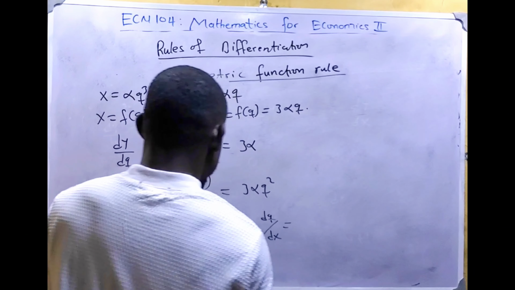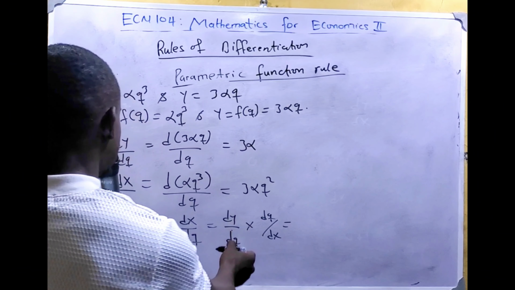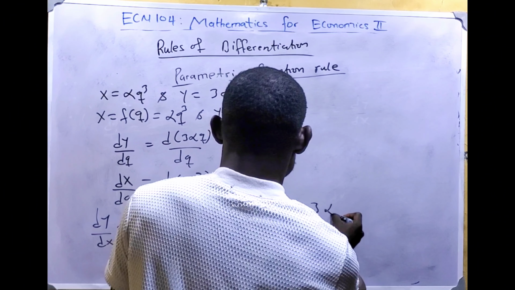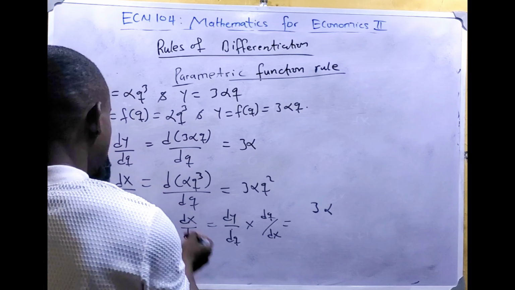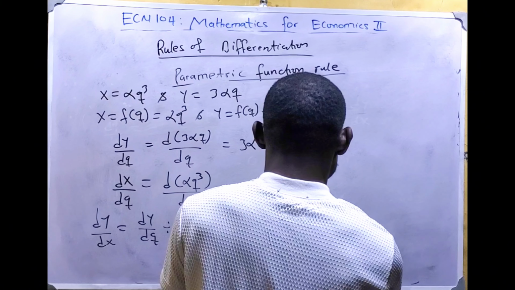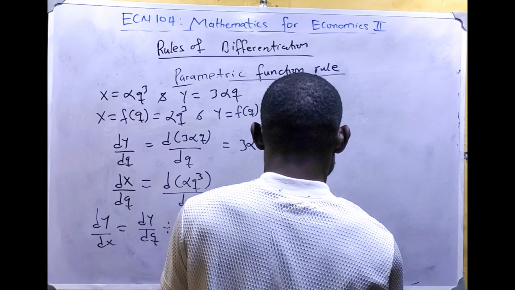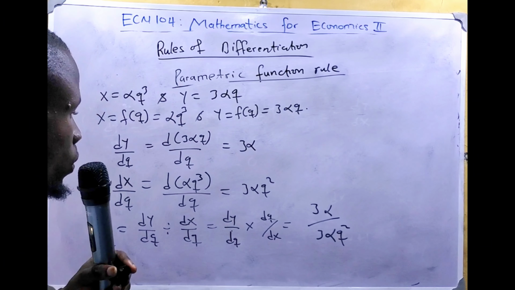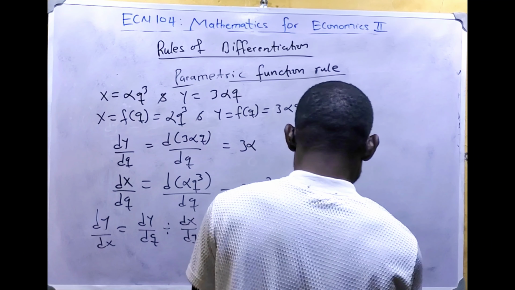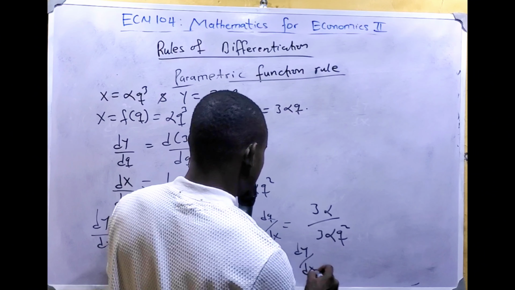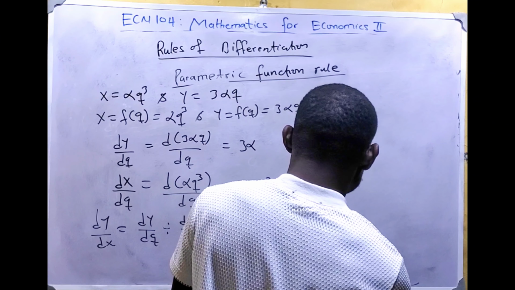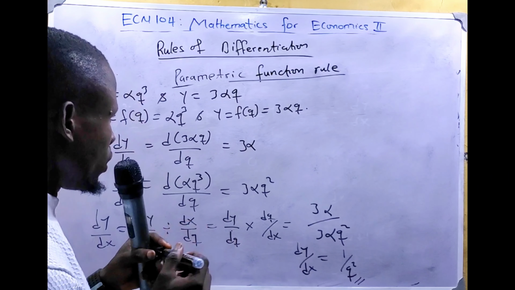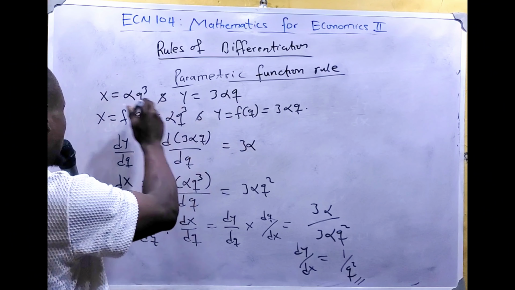In this case, what is our dy dq? Our dy dq is 3 alpha. And what is our dx dq? It's 3 alpha q square. So therefore, dy dx here will equal 1 over q square. And this is the derivative of this parametric function.